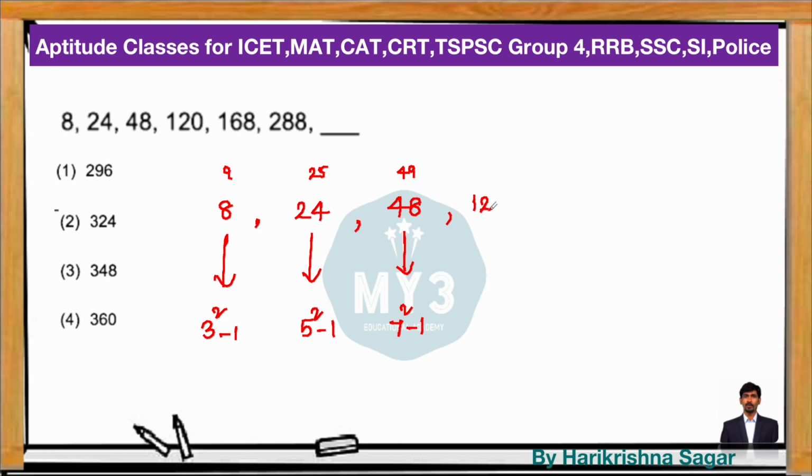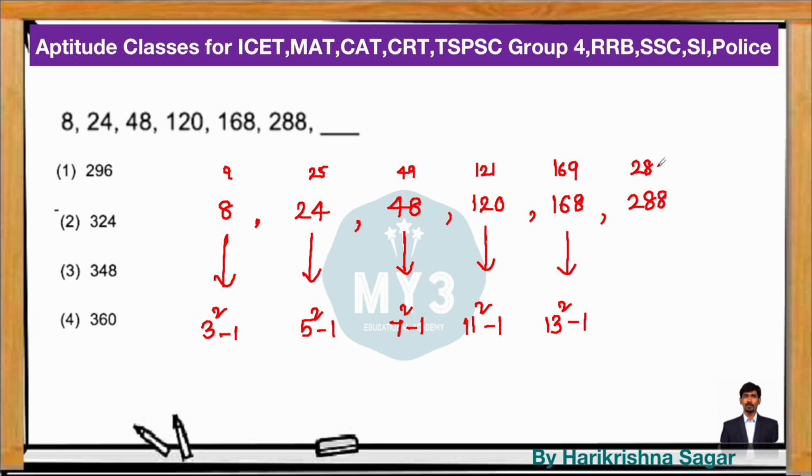And the next number is 120. How can we write 120? 120 is nothing but 11 square minus 1. And 168 can be written as 13 square minus 1, because we know that 13 square is 169. And 289 is a familiar number for us, which is 17 square. So 288 is 17 square minus 1. What is the next term in the question?